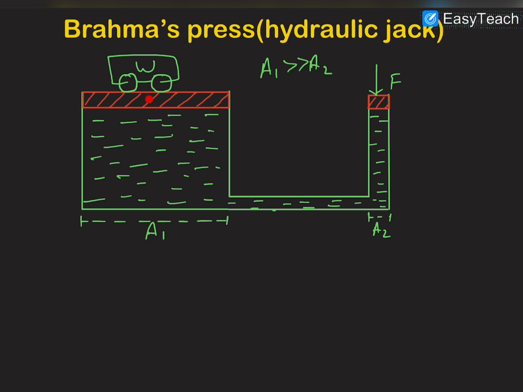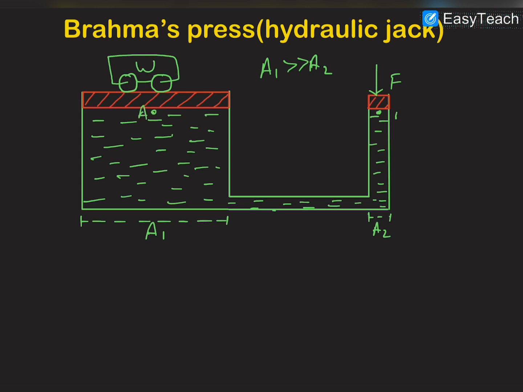And these two pistons are massless. We are just assuming this, and the atmosphere is not present, or the atmosphere may be present. It is of no significance. The area of this piston A1 is very much greater than the area of this piston A2.